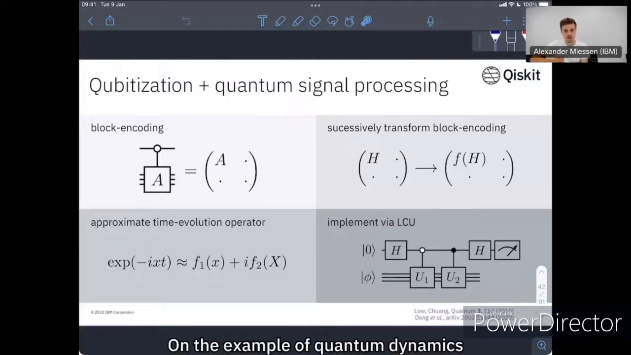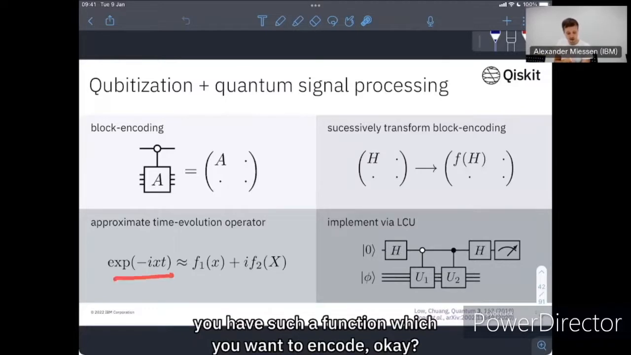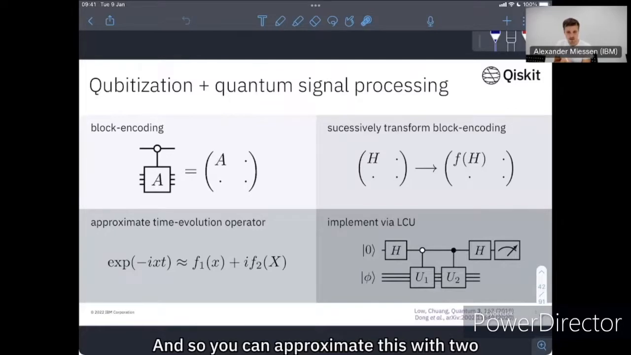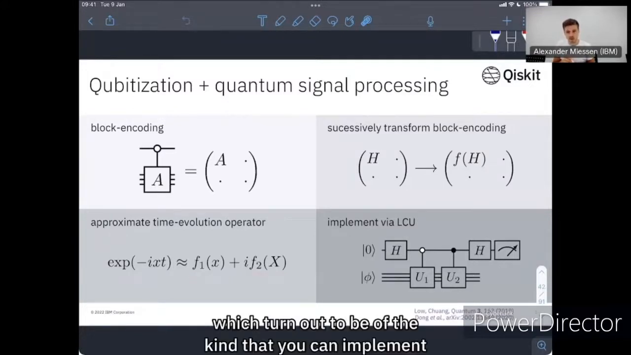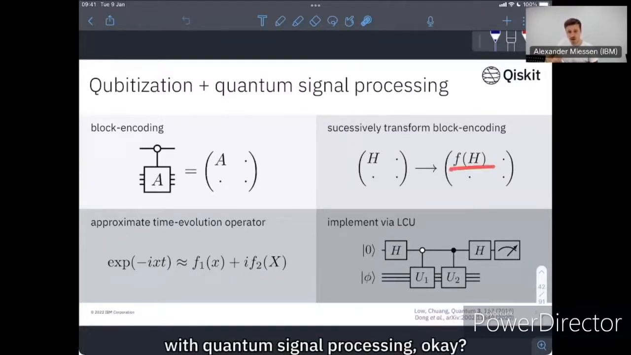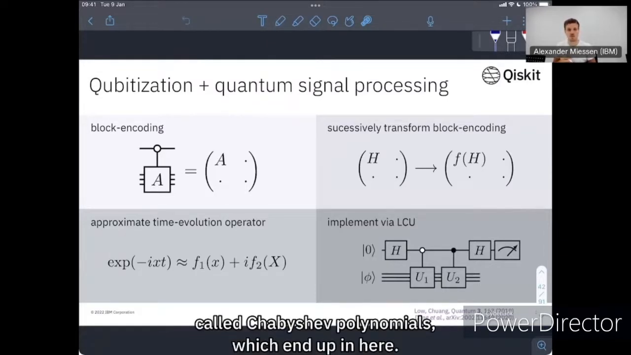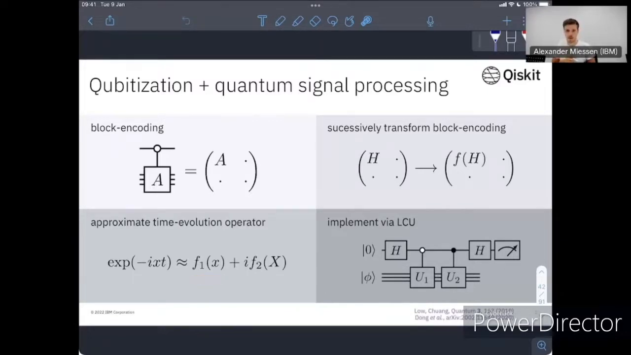On the example of quantum dynamics or Hamiltonian simulation, you have such a function which you want to encode, okay? And so you can approximate this as a sum of two polynomials, which turn out to be of the kind that you can implement with quantum signal processing, okay? And we'll see this on the next slide. Specifically, it's special polynomials called Chebyshev polynomials, which end up in here.